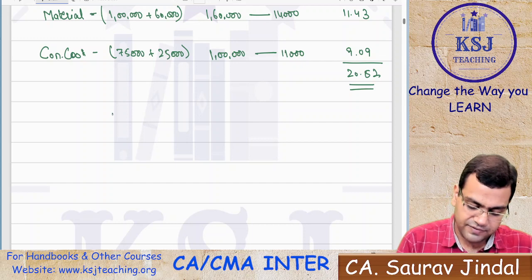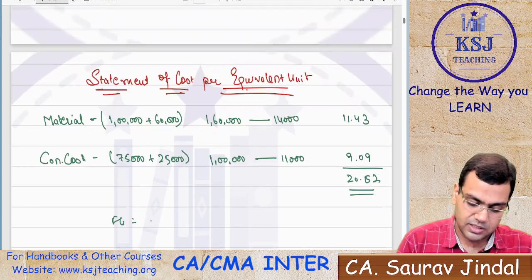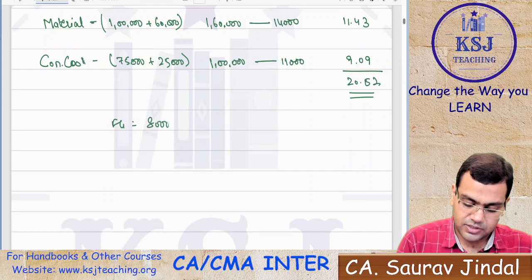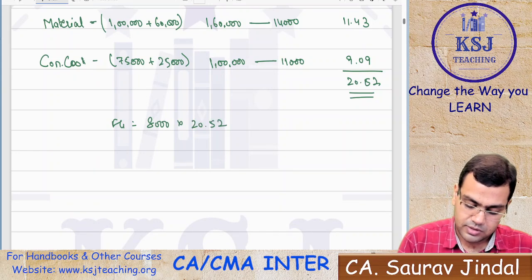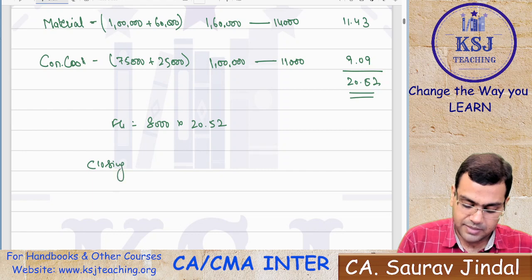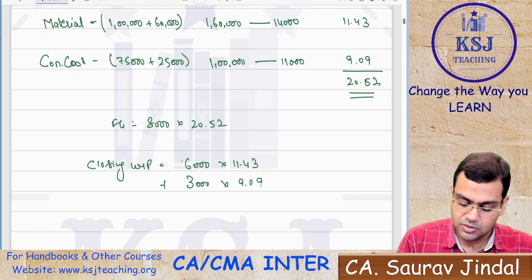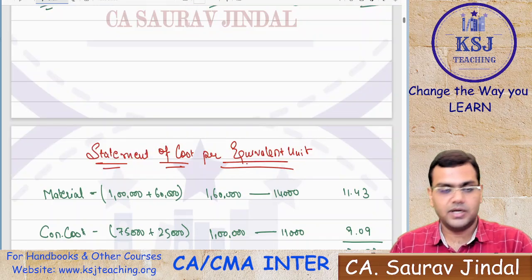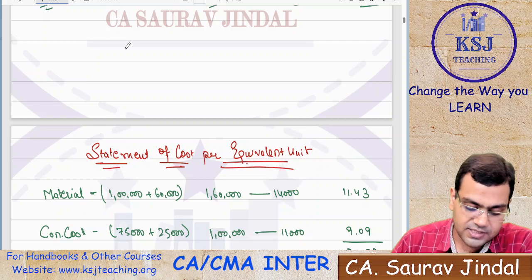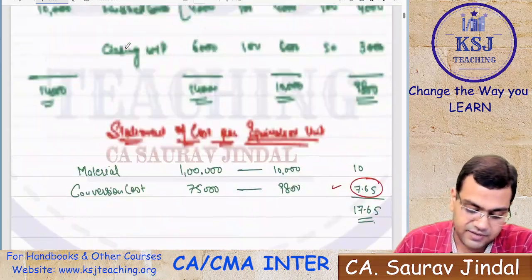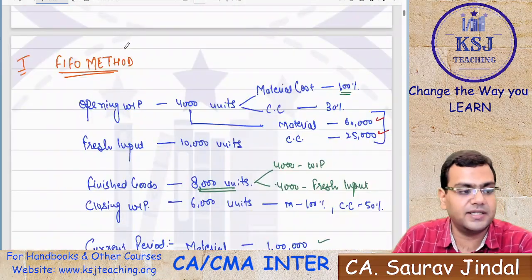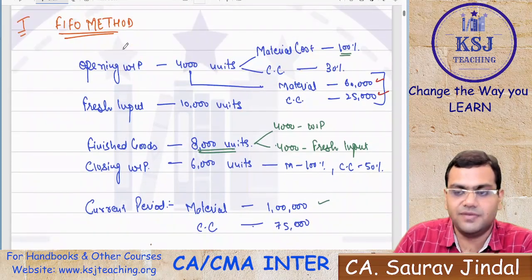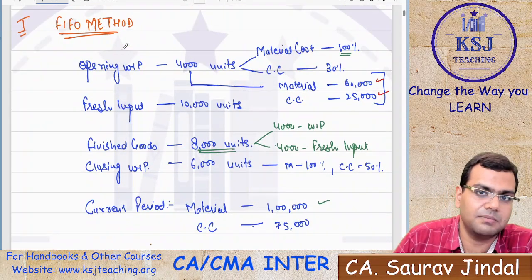If you want to calculate the finished goods, it will be 8,000 multiplied by 20.52. And if you want to calculate the closing WIP, it will be 6,000 units multiplied by 11.43 plus 3,000 units multiplied by 9.09. This is how the closing WIP will be calculated. So this is the difference between the FIFO method and the weighted average method. I have taken it through an example so that it is absolutely clear to you. You can write it down. If you want to revise at the last moment, you can revise it simply.